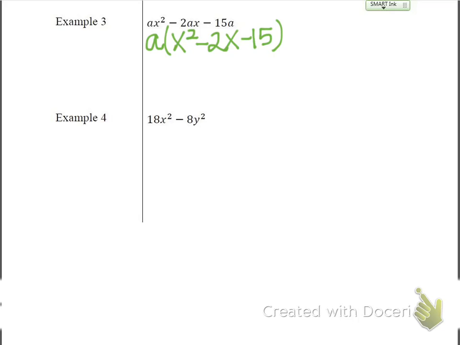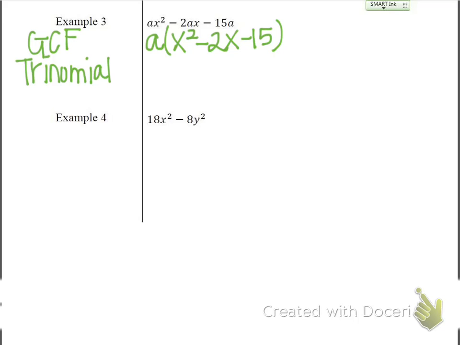Does this one look familiar? X squared minus 2x minus 15. It looks familiar. This is called a trinomial. So first we use GCF. Why would it be called a trinomial? There's 3 terms. Trinomial. How do you factor a trinomial?